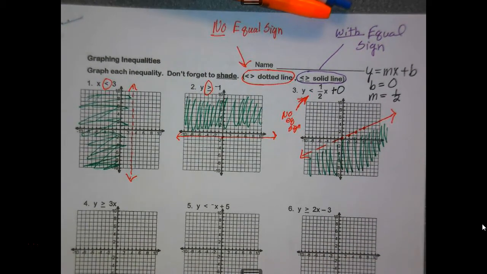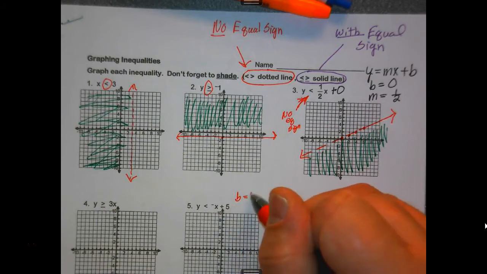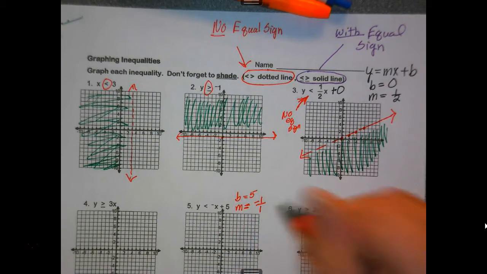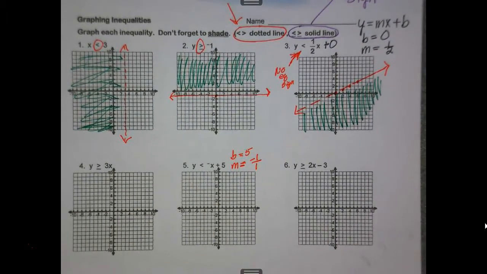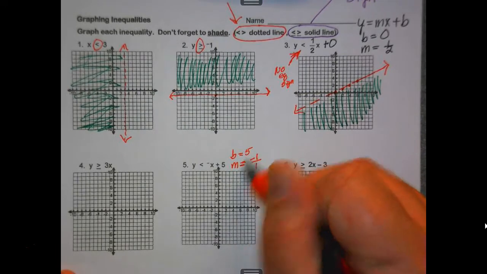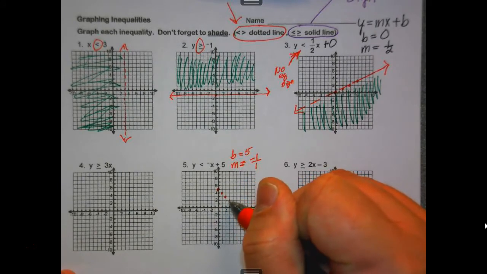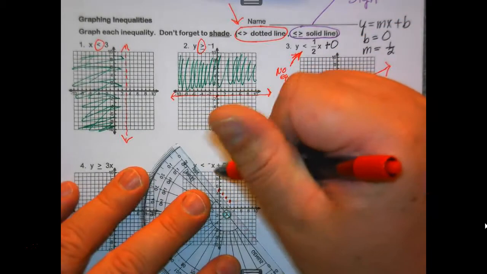Okay, let's do number 5. What's my b? +5. My slope, there's a -1 there, -1 over 1. Aren't you glad you did your work yesterday? You know how to do these? It's a dotted line, so I'm going to start at 5, down 1, to the right 1, down 1, to the right 1, down 1, to the right 1. That's enough to make my line. Again, it's dotted, there's no equal sign.